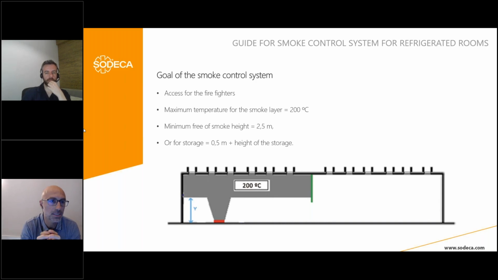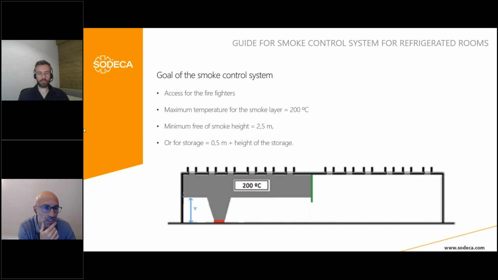The smoke control systems always have a goal. In this case, for smoke control in cameras, the goal is access for firefighters. So, to reach this goal, the maximum temperature for the smoke layer has to be not more than 200 degrees. The minimum smoke-free height, this Y, should be not less than 2.5 meters.